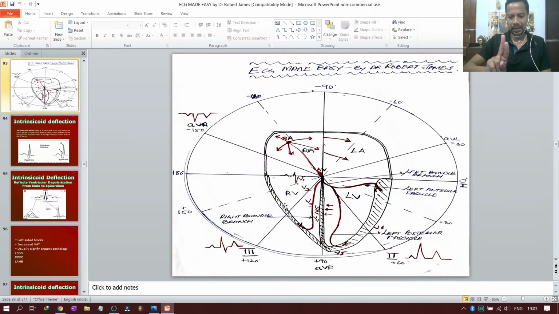The RSR' pattern is also called rabbit ears. If you see a rabbit from the side, one ear will look a little short and one ear will look a little tall. So, rabbit ears.